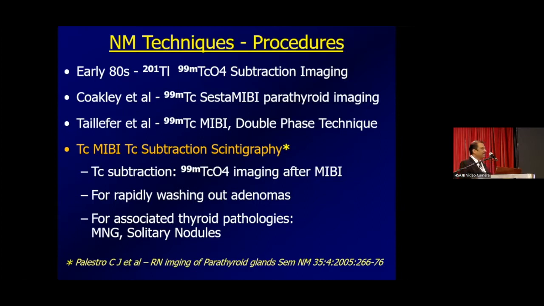So it is to be highlighted that the majority of the time we start with the technetium sestamibi dual phase or double phase technique, where you take a planar initial and delayed image. If this scan is negative and if you have suspicion of associated thyroid pathology, or suspicion of rapidly washing out adenomas, then the next day we do a technetium sestamibi pertechnetate subtraction scan.